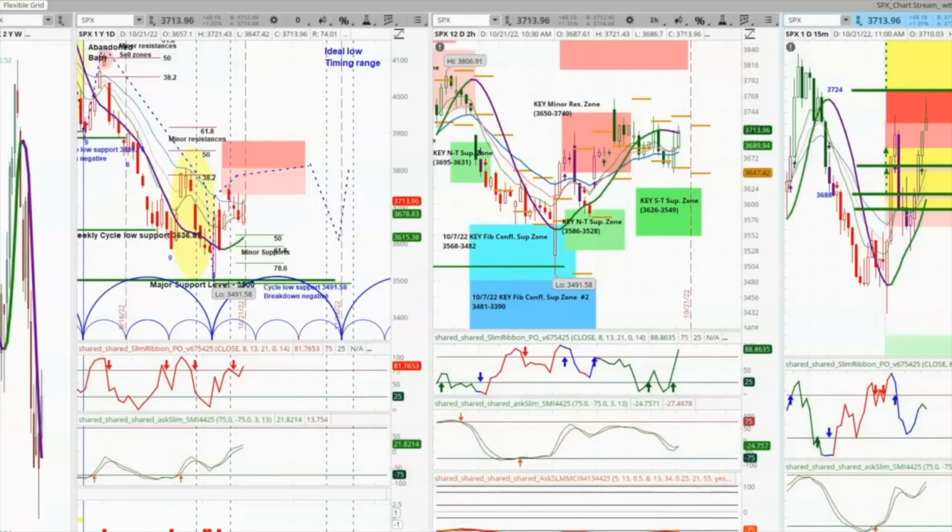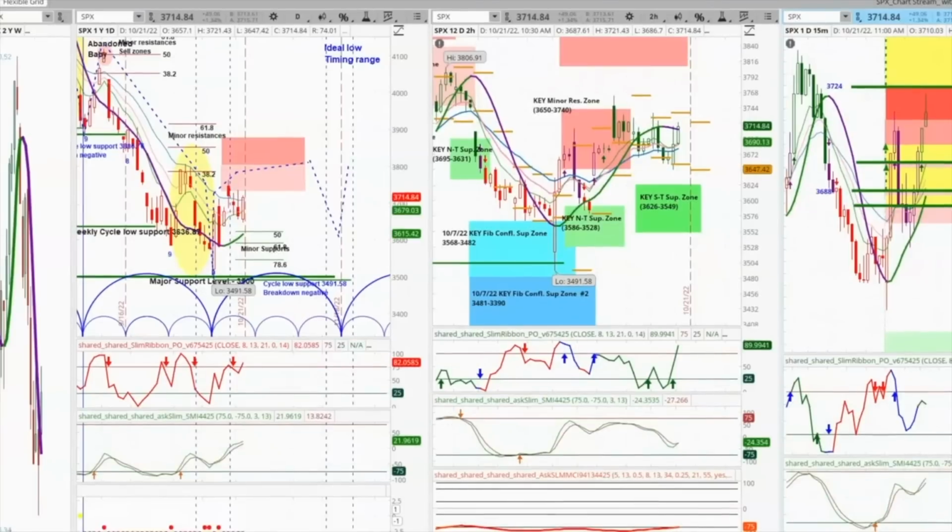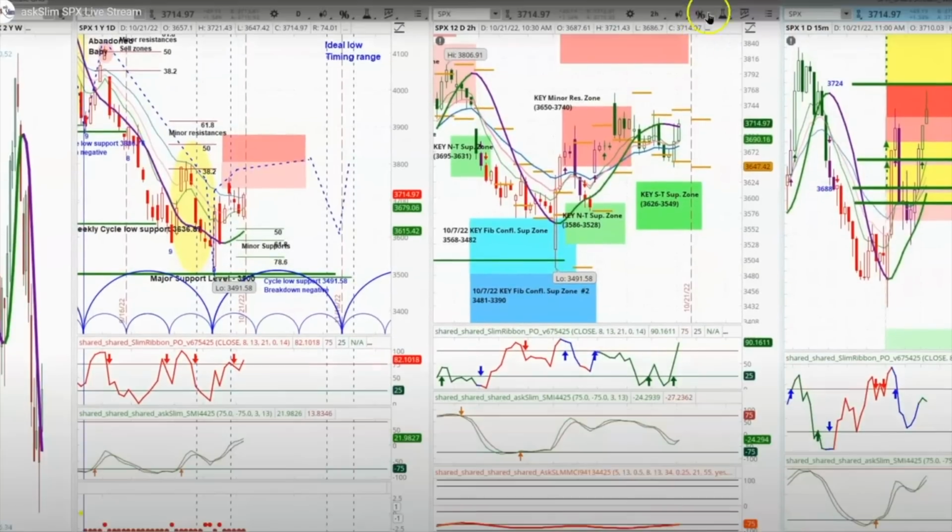Let me just move this up here a little bit so that you can see on the bottom. Let's see if I can get that a little higher. On the bottom, and here you see these red dots. That is the option bias indicator, which is still giving negative conditions.